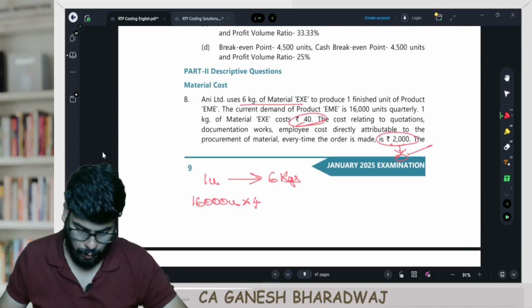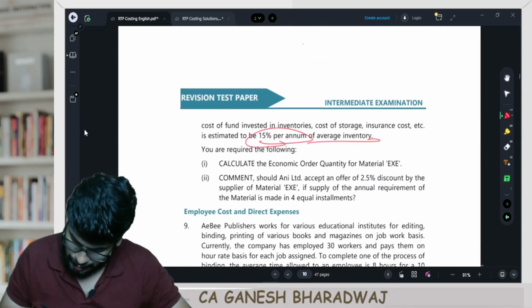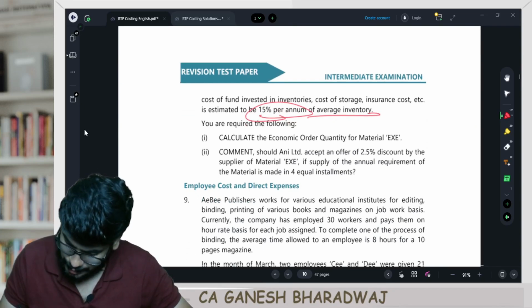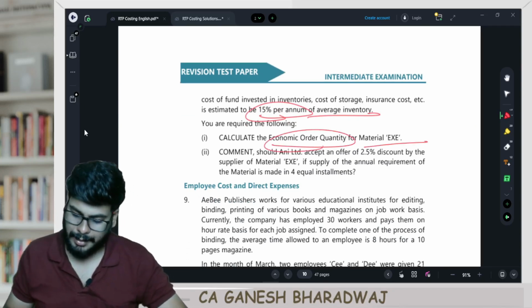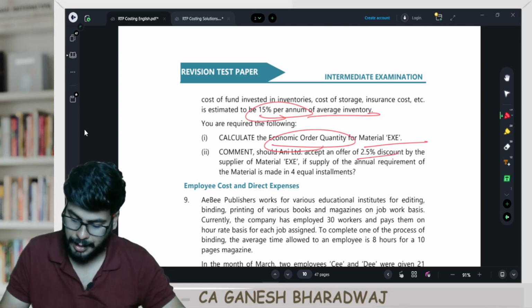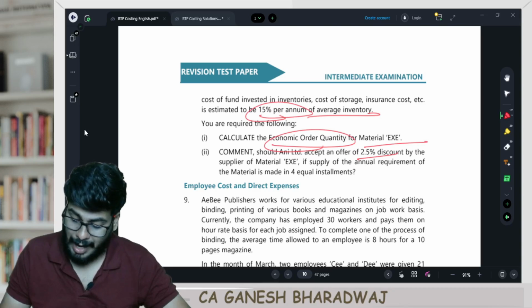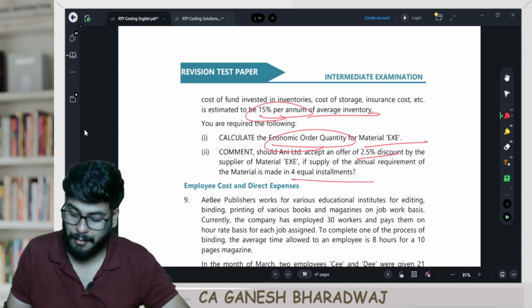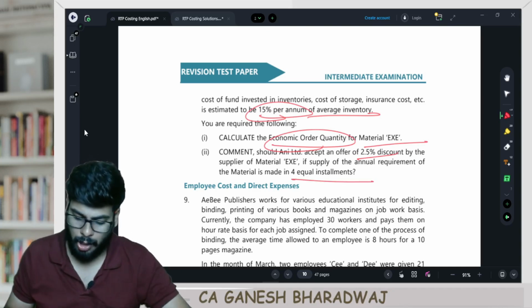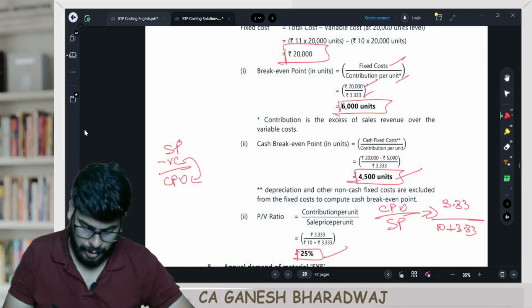Fine. So in this question, what have they asked for here? So they have just asked for, what? Here, calculate the economic order quantity for material EXE and comment, should Anil Limited accept an offer of 2.5% discount by the supplier of material EXE if the supply of annual requirement of material is made in 4 equal installments. So this is all they've asked for, right? So now easy sum, let's quickly do this.